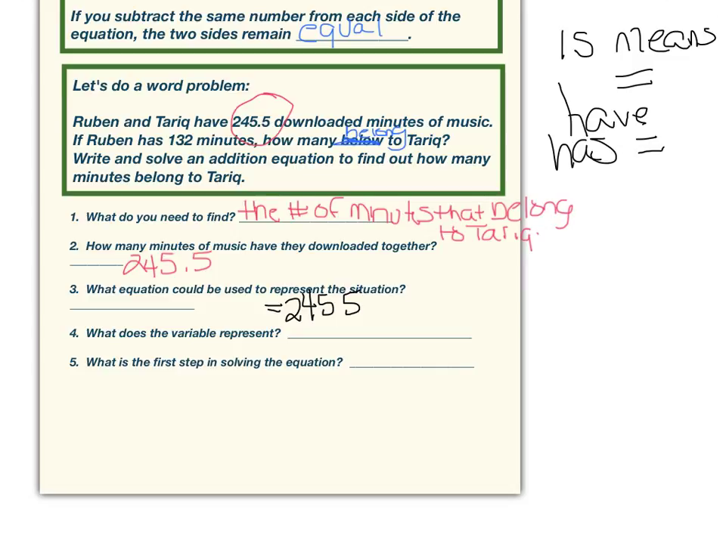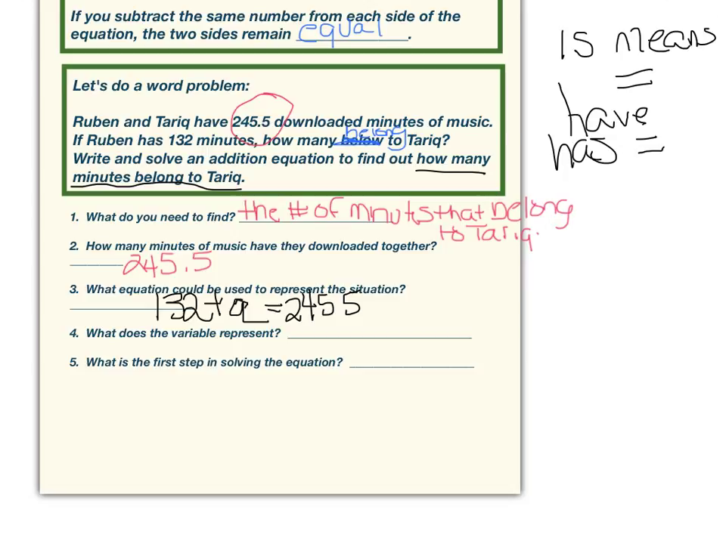Then we want to find the variable. That's usually found in the question. So you look and you say, write and solve an addition equation to find out how many minutes belong to Tariq. That's what we need to find, how many Tariq has. So that's going to be T. Now how do we find T? If Ruben has 132, Tariq has some number, and the total is 245.5, hopefully you would say, well, that's pretty easy. 132, Ruben's amount, plus, instead of using T because it might look like the plus sign, let's use Q. 132 plus Q equals 245.5.